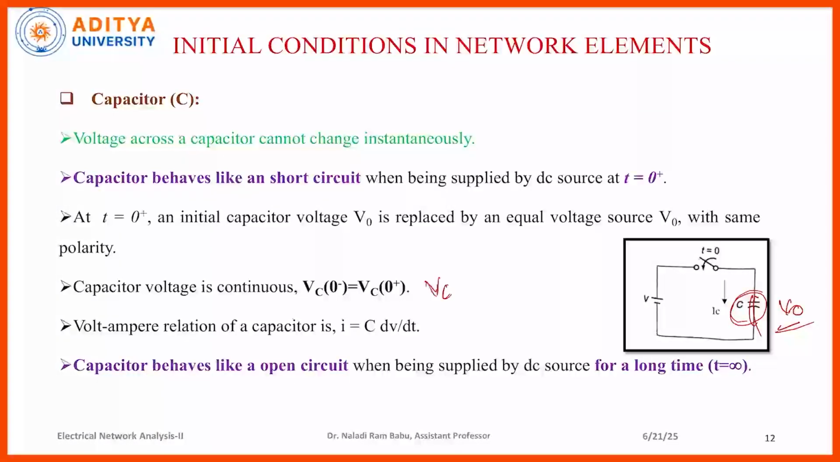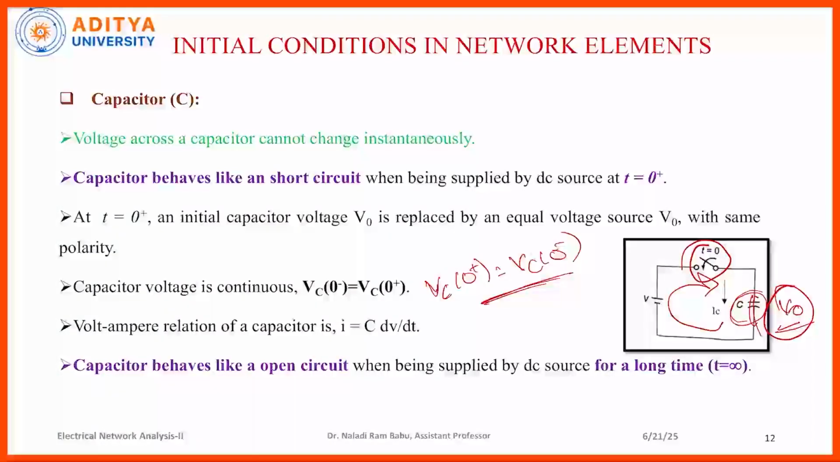So during this period, if it is a capacitance, as I told earlier, the voltage across the capacitance will be Vc of 0 plus equal to Vc of 0 minus. That means when time t equal to 0 plus, the capacitance will be charged and will store some value, and this V naught will be released and passed through the circuit. When t is equal to 0 minus, the switch will be in open condition. In this case, the capacitance will have some initial voltage of V naught.